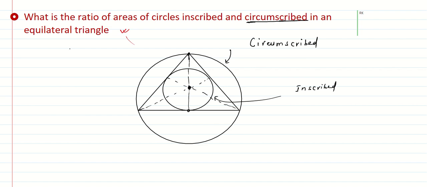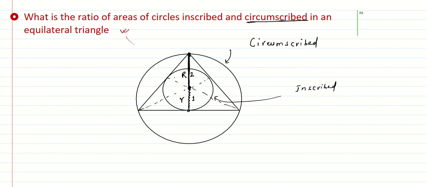What should be? 1 is to 2. So if this is one part, what about this one? 2 parts. So can I say the second part 1 is my bigger radius? I mean the bigger circle radius, and the smaller will be the radius, we can say small r. This is big R.